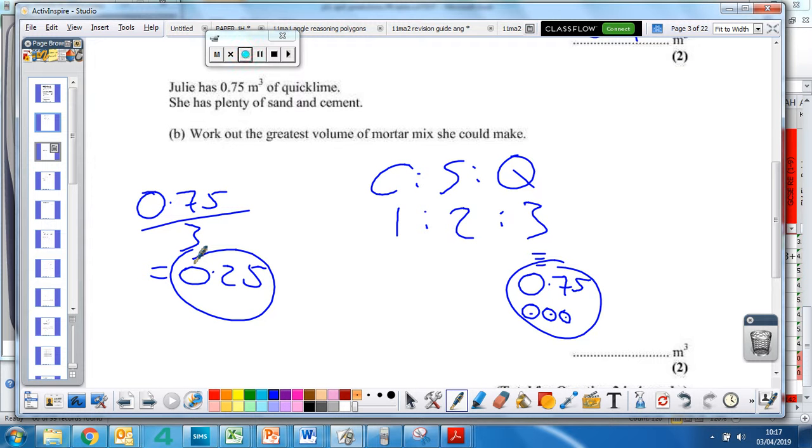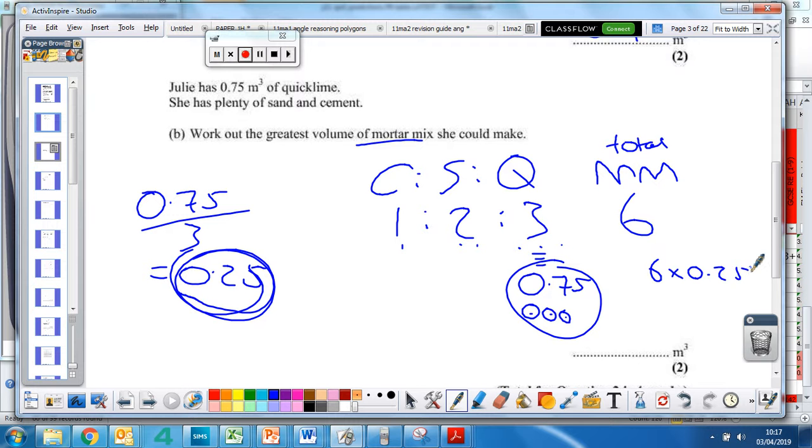Now they want the greatest volume of the mortar mix. The mortar mix, the total thing, is the 6 parts, isn't it? So if 1 part is 0.25, and we have 6 parts, each at 0.25, we just need to do 6 times 0.25. And the calculator in my head tells me that's 1.5. Okay.